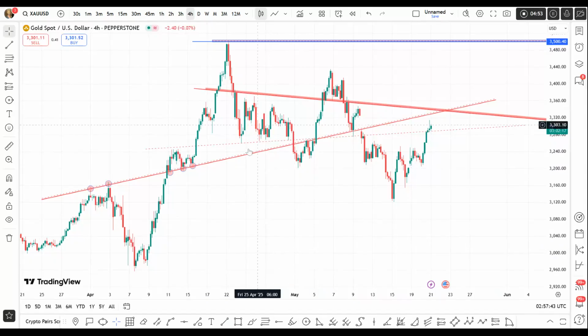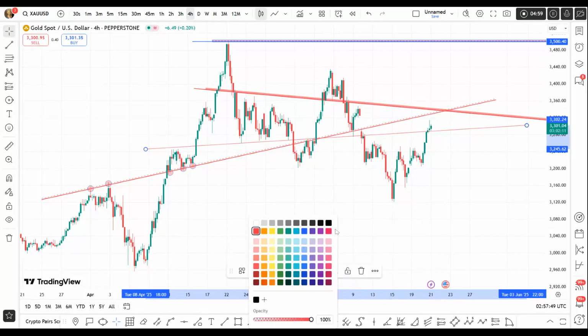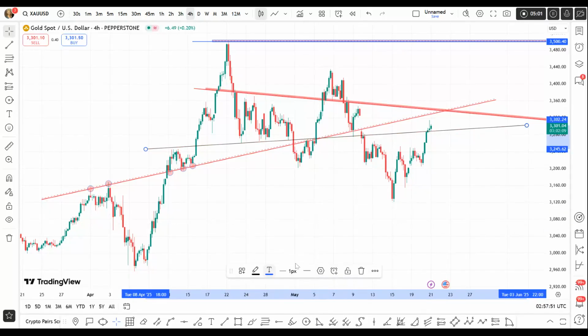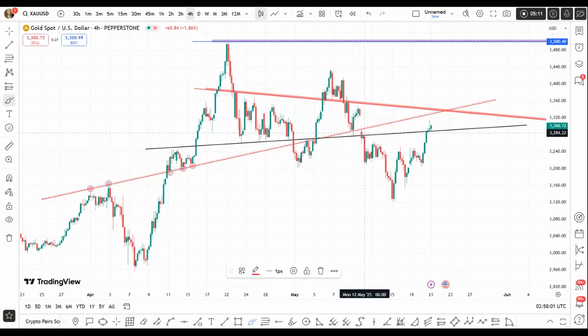If you look critically, that line has already been broken. Now it serves as a demand floor, and we want to change the color to black because the roof has been broken. After we broke out from that structure, you can see a valid retest on that place. There is a structure here. At first, price returned here as a buy floor.